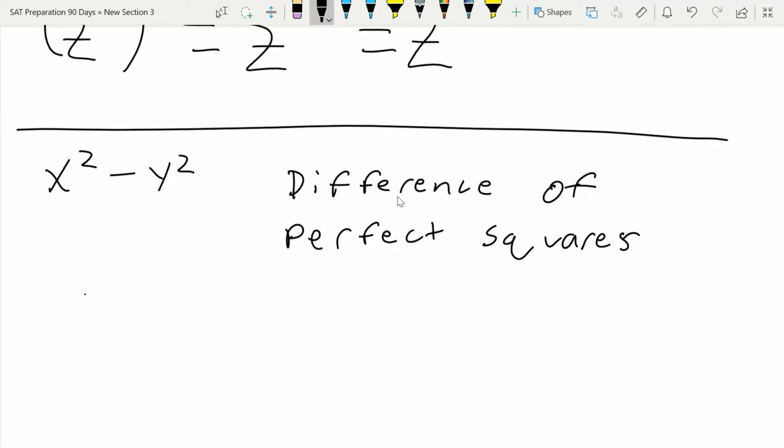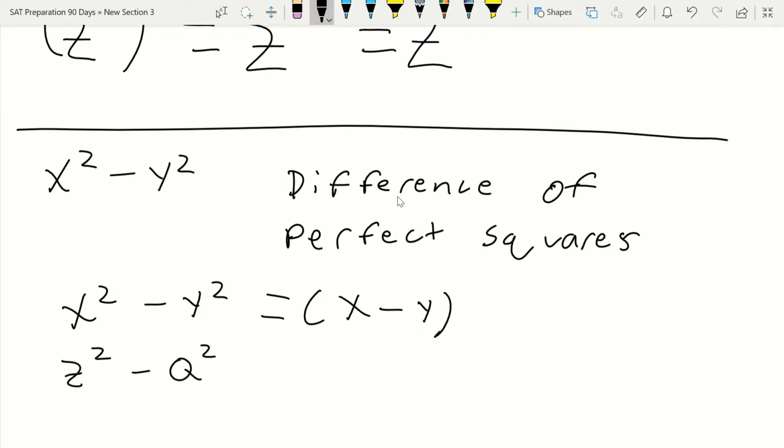So what that means is if we have x squared minus y squared, keep in mind x and y aren't important. It could say z squared minus q squared. It doesn't matter what the variable is. They're just variables, just letters that signify that it can represent any number that can be input for it. So if we have x squared minus y squared, we have to recognize that that could be factored to equal x minus y multiplied by x plus y.